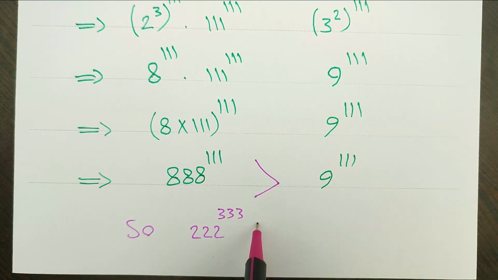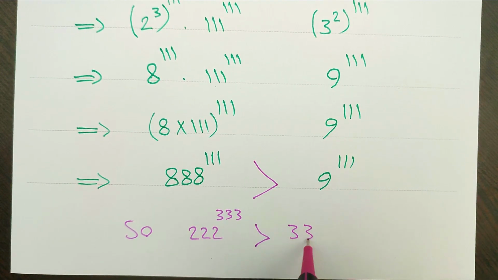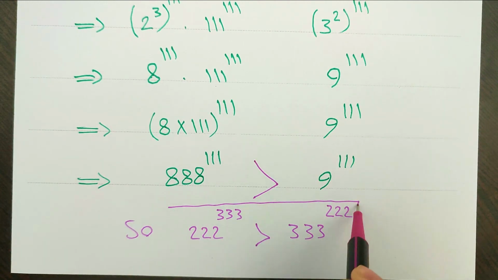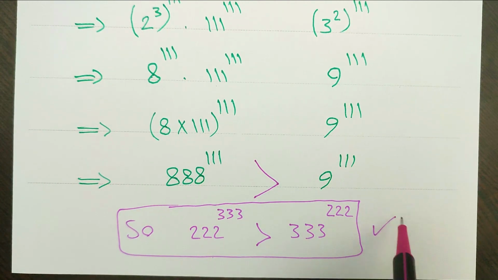Therefore, 222 to the power of 333 is larger than 333 to the power of 222.